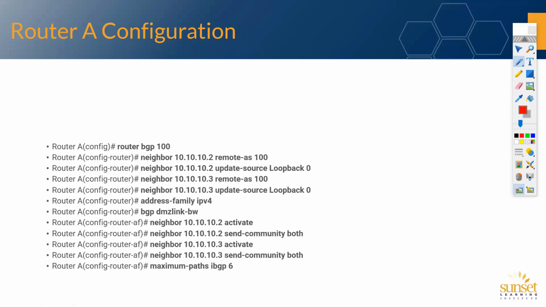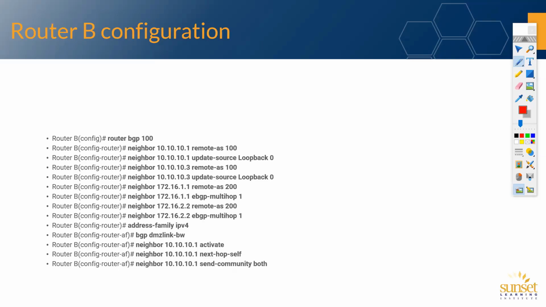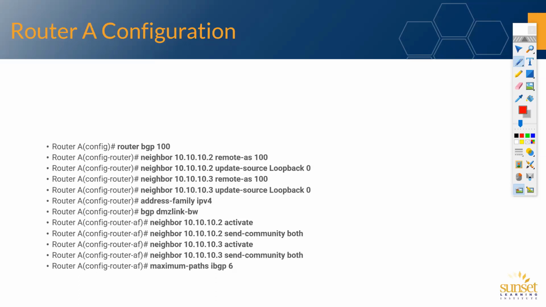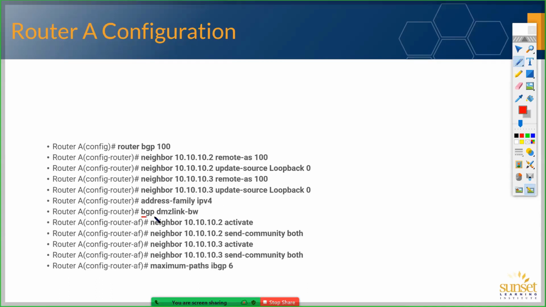So I show you, here's this configuration here. This is router A. So just have a pretty simple communication. I got my neighbor set up. It's in my own autonomous system. I'm using update source loopback 0. Okay. They've gone under the address family for IPv4, and this is where they've advertised. They're allowing the use within IPv4 of the BGP DMZ link bandwidth.